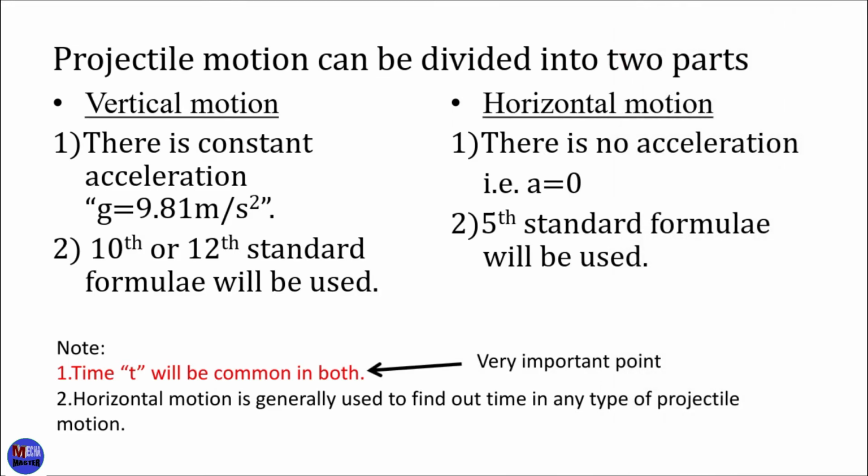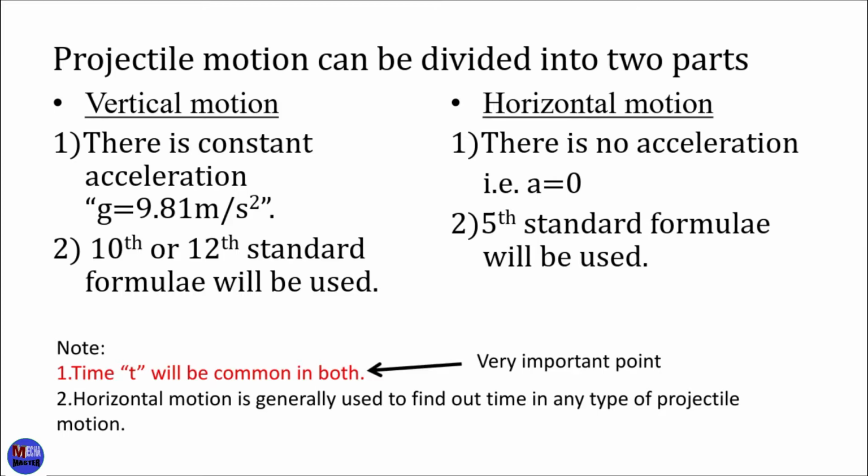Projectile motion can be divided into two types of motion, vertical motion and horizontal motion. In vertical motion, there will be only gravitational acceleration 9.8 meter per second square, and this gravitational acceleration is constant, so we have to use our 10th and 12th standard formula. In case of horizontal motion, we have to remember that there is no acceleration. In horizontal motion, there is no acceleration. When the acceleration is 0, we can use fifth standard formula, that is speed equals to distance by time.